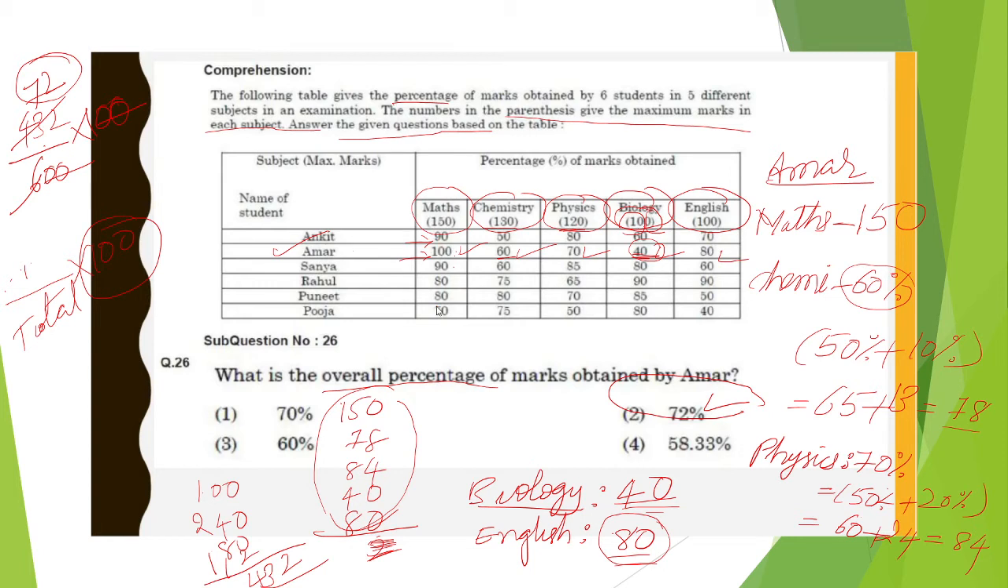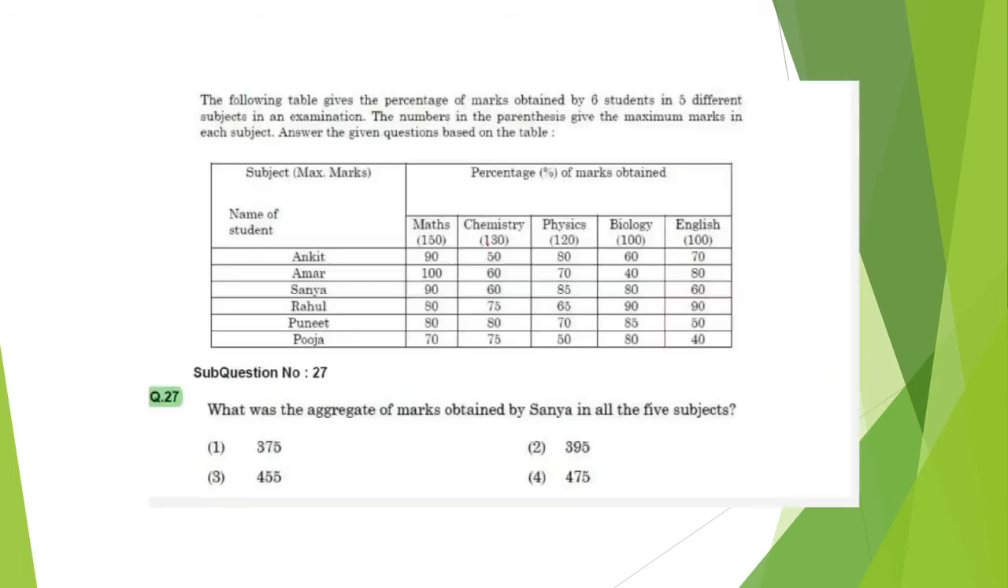Okay friends, I hope this is clear. Then we'll go to the next question. Okay, 72 percentage is the right answer. What was the aggregate marks obtained by Sanya in all 5 subjects? Where is Sanya? Here is Sanya. Here we just have to find the marks obtained by Sanya. Here also the given marks are not marks, they are in the form of percentages. We have to find them in the form of marks.